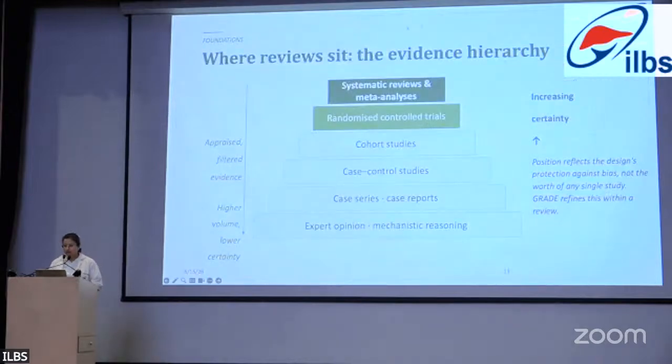This is the most commonly seen evidence hierarchy slide. Systematic review and meta-analysis sit at the very top. One important point is that this ranking is about how well each design protects against bias, and it is not about whether any single study is good or bad. So a well-done study lower down can also be valuable.